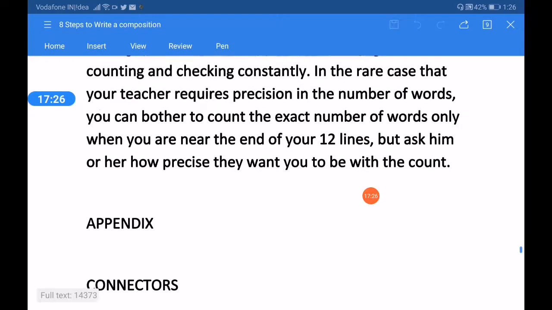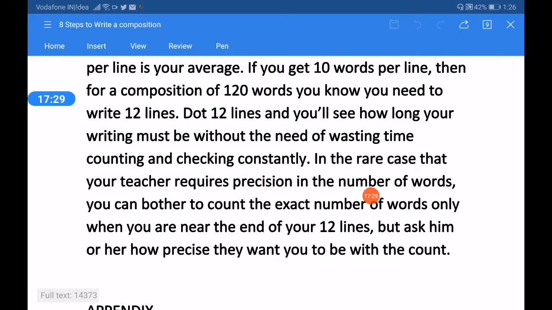So students, hopefully by using all these 8 steps, you will be able to compose a good essay or write a good composition.